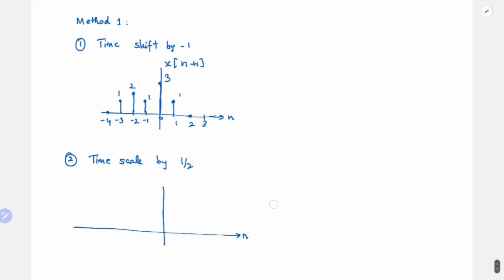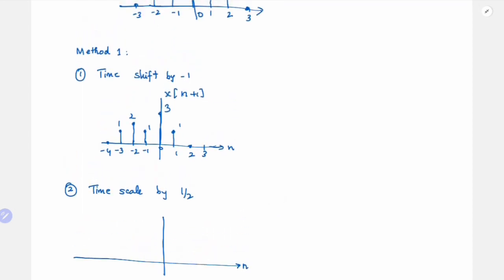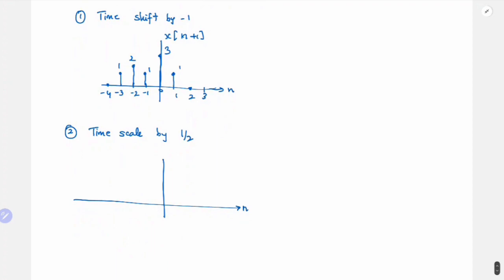So what will happen if I time scale it by half? It will just expand, right? So whatever is at minus 3 will go to minus 6. So I'll start from minus 6, minus 5, minus 1, minus 2, minus 3, minus 4. Same 1, 2, 3, 4. Okay, 0. So x of n by 2 plus 1.